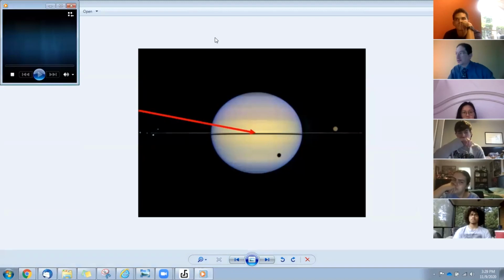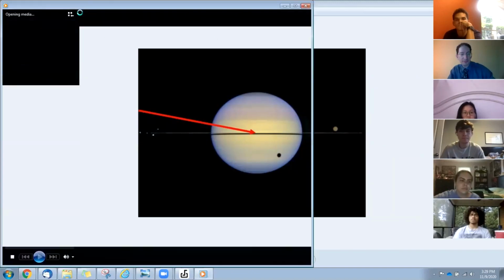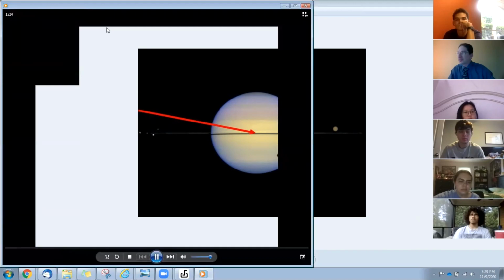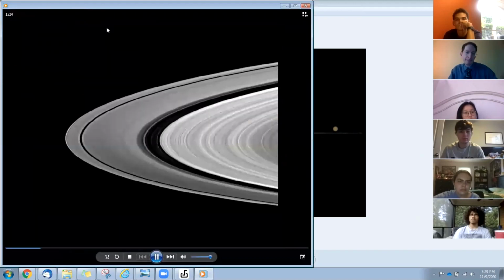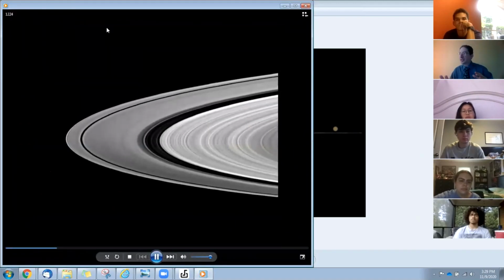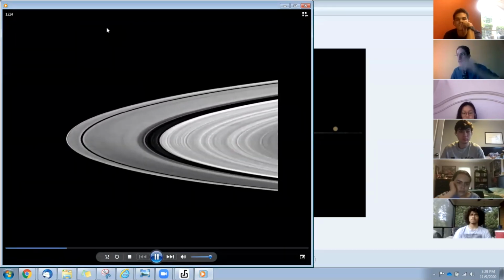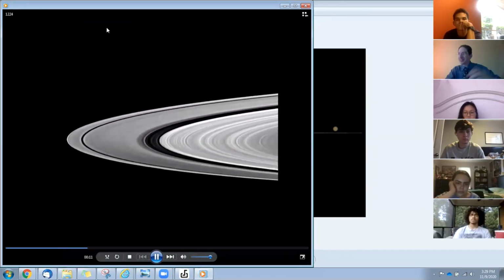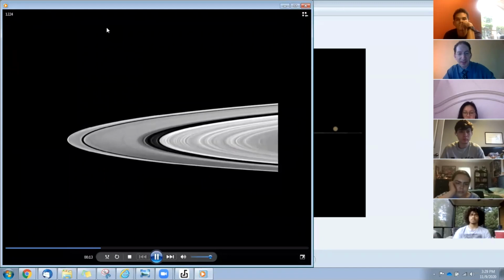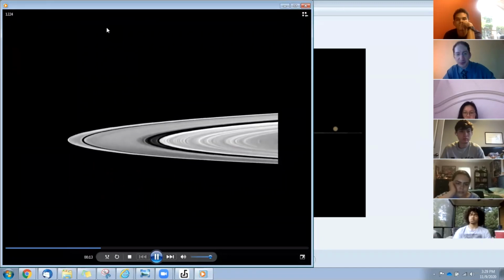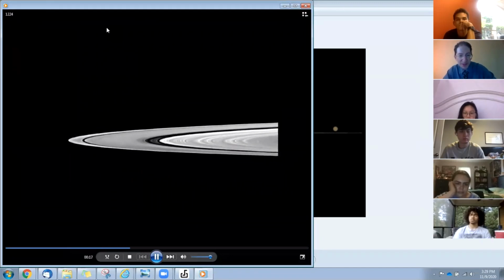This is a ring crossing of one of the Voyagers. It'll kick in a second. So it's approaching and it's going from below the ring plane to above the ring plane, or vice versa. I can never really tell the perspective on these. And you'll see how thin it is. You'll see a few moons going across too.